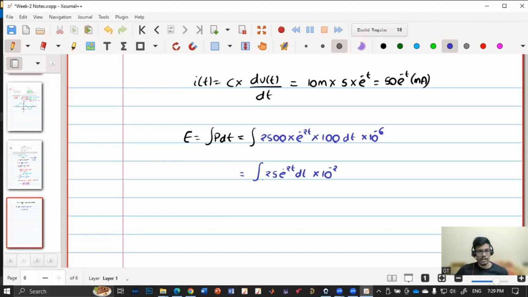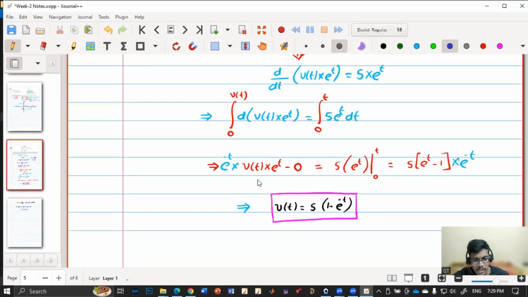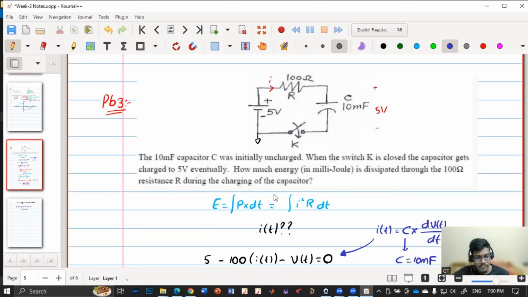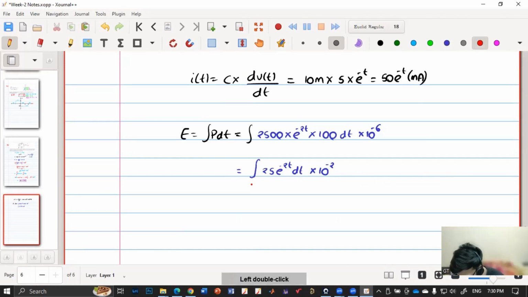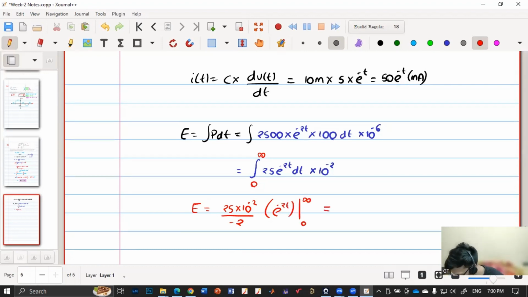Anyone? From what time to what time should I integrate? They are asking for the energy dissipated until the capacitor is fully charged to 5 volts. So when will the capacitor charge to 5 volts? Infinite time. So we need to integrate from 0 to infinity. So I will get energy equal to 25 into 10 to the power minus 2 by minus 2 into e to the power minus 2t from 0 to infinity. If you substitute these limits, you will get 25 by 2 into 10 to the power minus 2 into minus (0 minus 1).